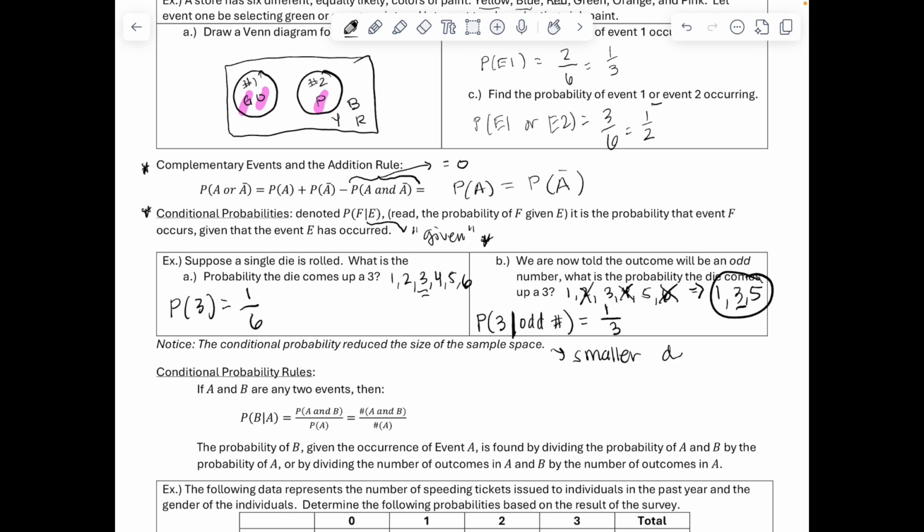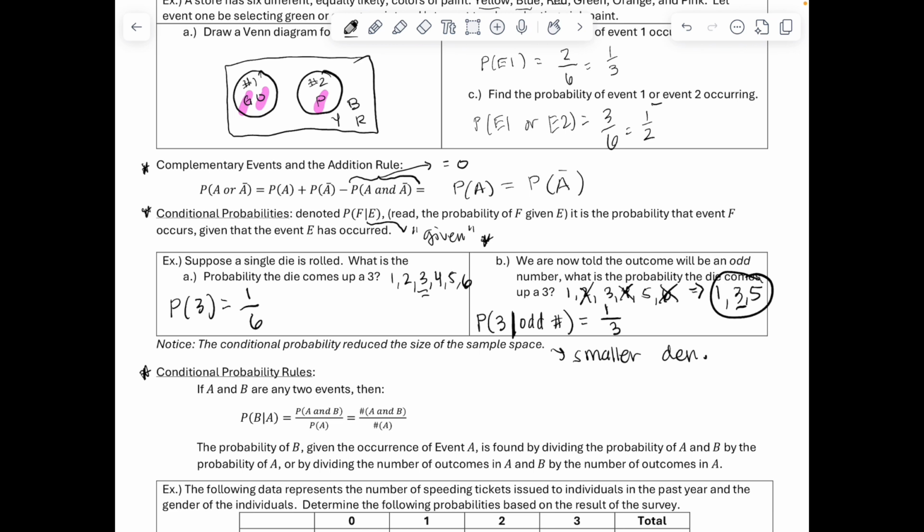So smaller denominator, which is your bottom number. So we have a formula for conditional probability. It says if A and B are two events, then the probability of B given A is equal to the probability of A and B divided by the probability of A. Or sometimes you are given numbers and not probabilities, and so we have the number of A and B divided by the number of A.